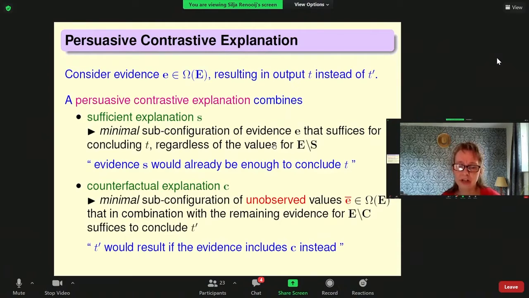And a sufficient explanation in our case is a minimal subconfiguration of the evidence we did obtain that already suffices to conclude the outcome, the most likely outcome we find, regardless of what you would get for the other variables you observed. The counterfactual explanation is a minimal subconfiguration also of values of the observed variables, but now the values that are not observed. So it's a change in values for some of the observed variables that, in combination with the remaining evidence, would suffice to conclude the expected outcome T prime.